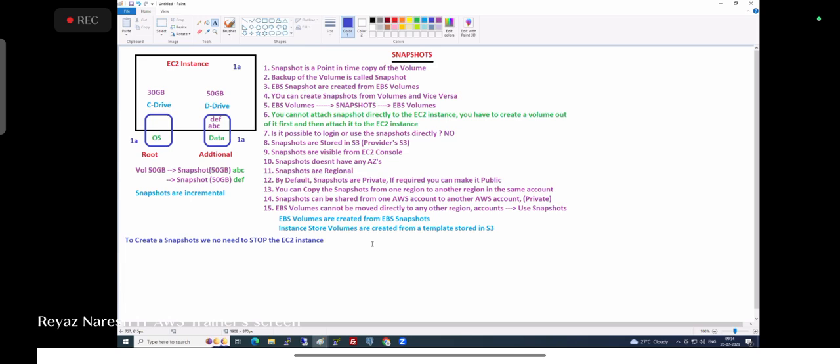Tags are used for what? Identification purposes only, no? So while creating my EC2 instance, for volumes, can I attach a tag, like Server equals application server? Let's say, for example, you have 20 application server volumes.